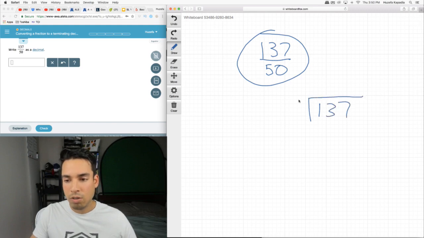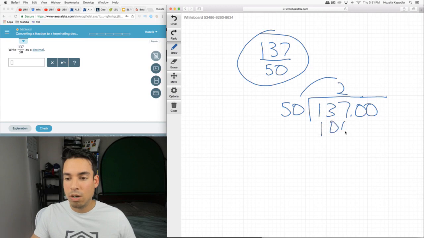So we have 137 divided by 50. There are other shortcuts that we could use, but let's just do the classic. So 50 goes into 137 two times. 2 times 50 is 100. Subtract: 137 minus 100 is 37. Bring down the 0. Oh, we forgot to put the decimal on top. Very important. Decimal goes straight up top.